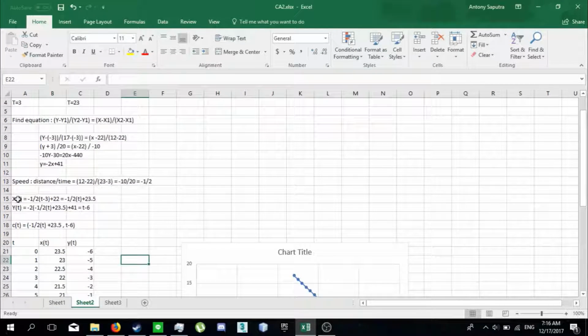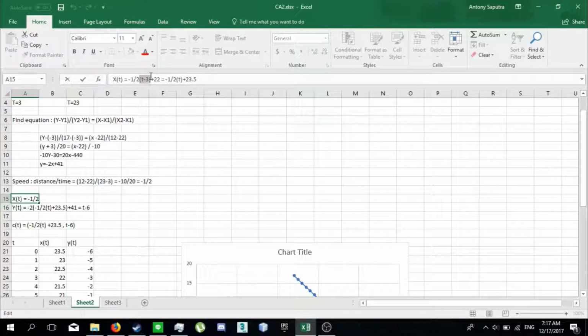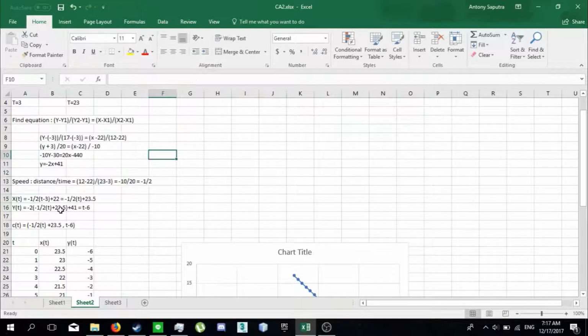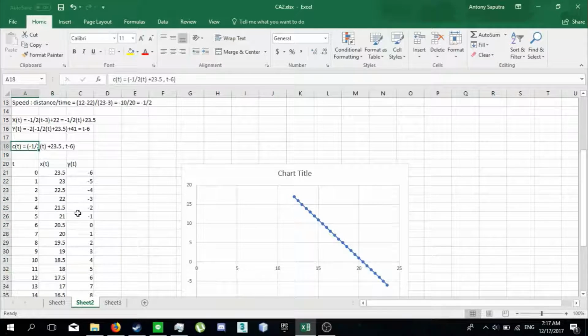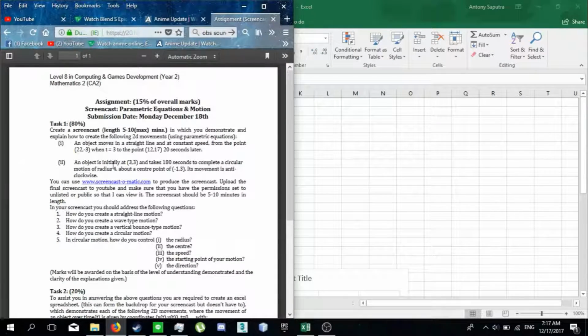So it's a good point to remember how to find x(t): the speed times t minus the time you start, and then plus the x start. Right after that, you just plug it in. For y(t), we take the x and replace it by x(t), and then you just fill in the blank. That's it. That's about it for the first one.